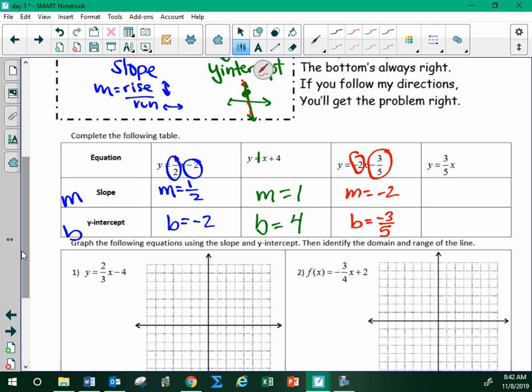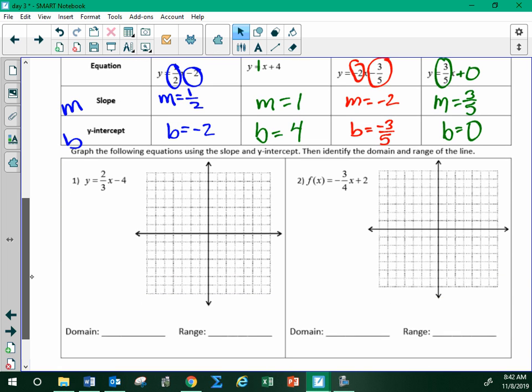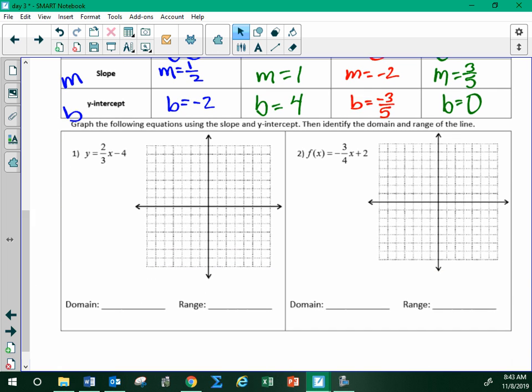Alright, what's our slope for this last one? 3/5. Good, our slope is what's in front of x, so our slope is 3/5. But where's the b value? Yeah, our b value is 0. If it's not there, then we have no b value, so our b value is just 0. So our y-intercept there is 0. Good.